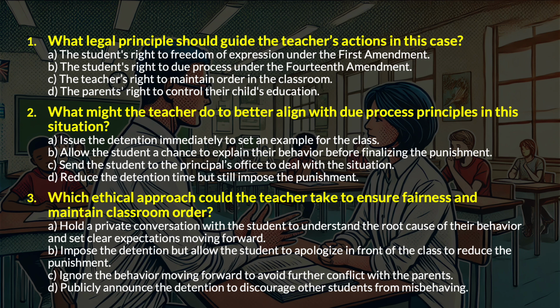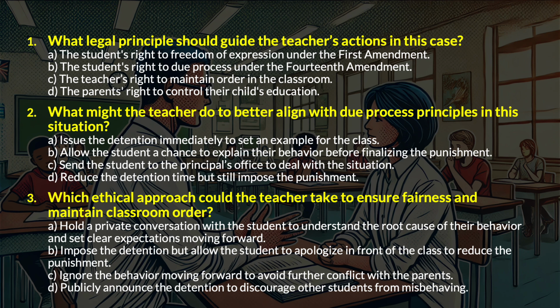Question 3. Which ethical approach could the teacher take to ensure fairness while maintaining classroom order? Here are the options. A. Hold a private conversation with the student to understand the root cause of their behavior and set clear expectations moving forward. B. Impose the detention, but allow the student to apologize in front of the class to reduce the punishment. C. Ignore the behavior moving forward to avoid further conflict with the parents. D. Publicly announce the detention to discourage other students from misbehaving. The correct answer is A.